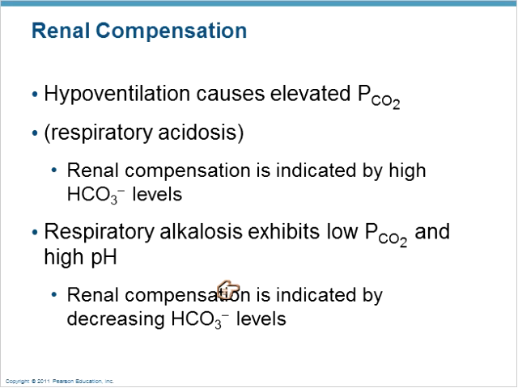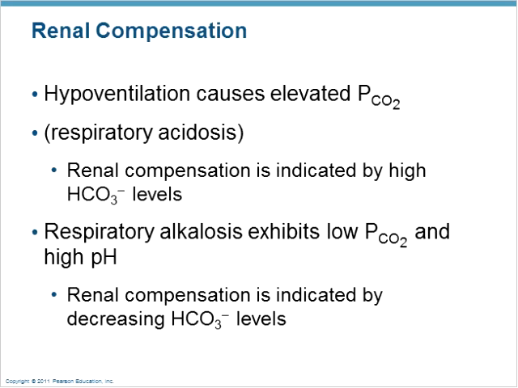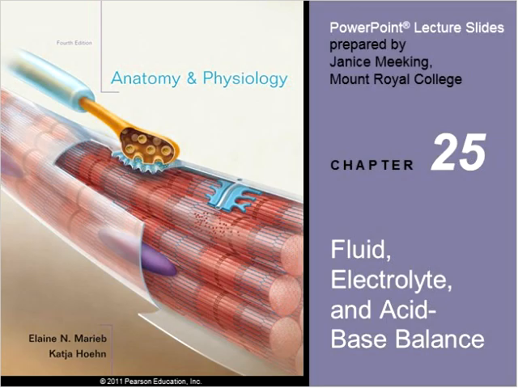Okay, let's go. All right. So what we've talked about here is really how the renal system helps to compensate for the respiratory system and vice versa. So we've just gone through the fluid, electrolyte, and acid-base balance of the body. This is chapter 25, and this is the completion of the lecture. Thank you very much.